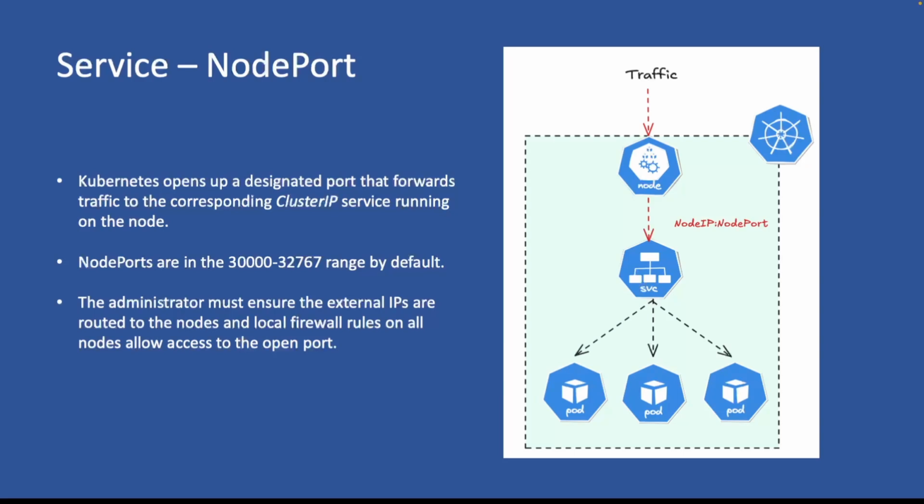But in NodePort, what happens? On the very node where your workloads are running, one port between the 30,000 and 32767 range is opened, and that specific service can be accessed through that port. So in case an external candidate needs to access that service, they can use the node IP, that is the public IP of the node, or the private, depending upon how you have defined the network. With the node IP colon the node port, it will be accessible.